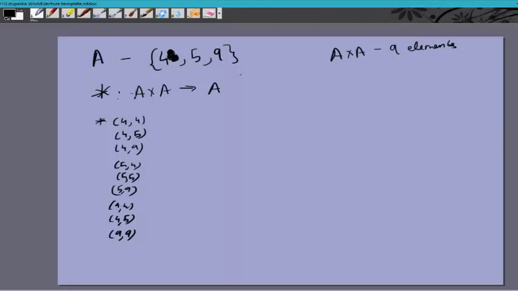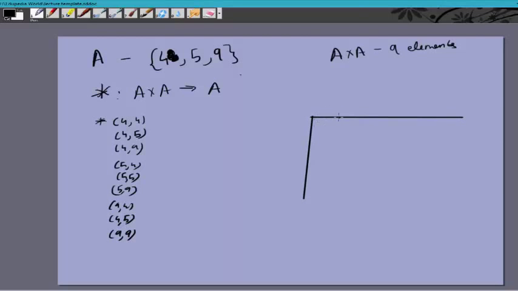Right? If it's going from A to A, that means this can take 3 values, this can take 3 values, this total can take 9 values. Right? Now we are told that it's going to A. So all 9 of these will have a value either 4, 5 or 9. Right? So if I could give you the values right here, but it's generally easier for binary operators to draw a table.